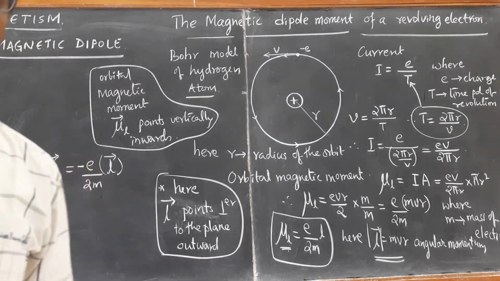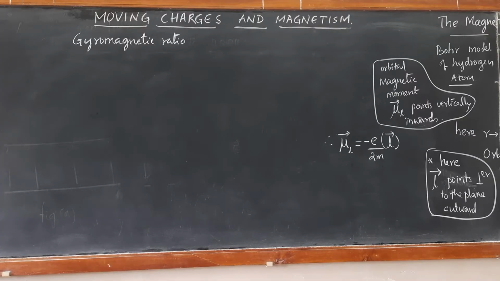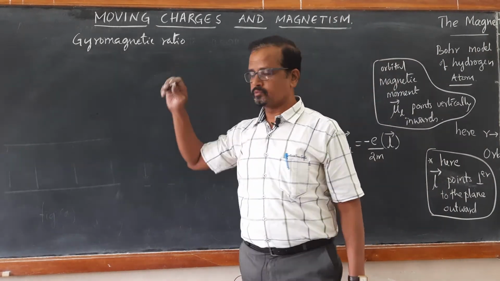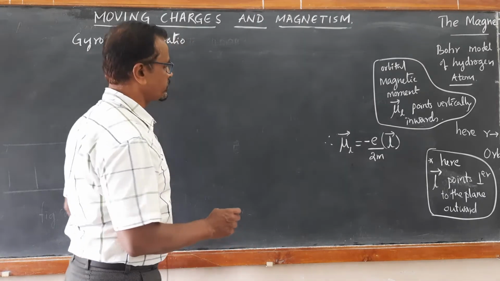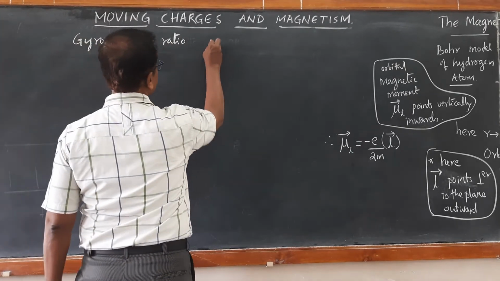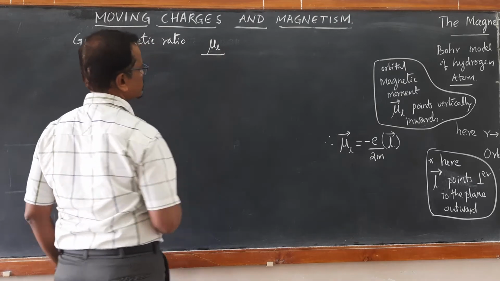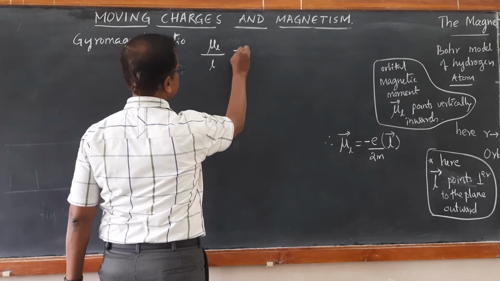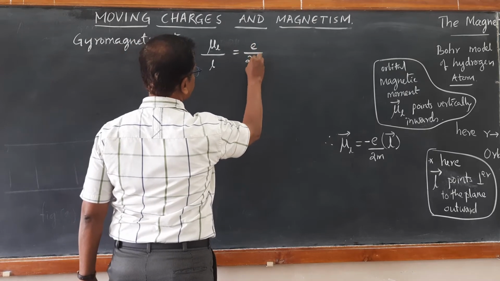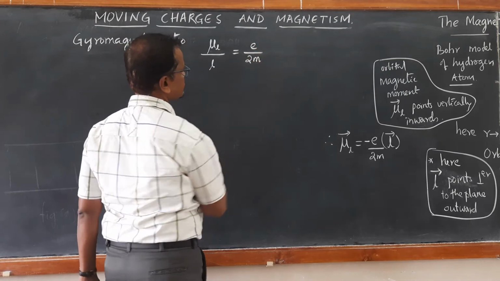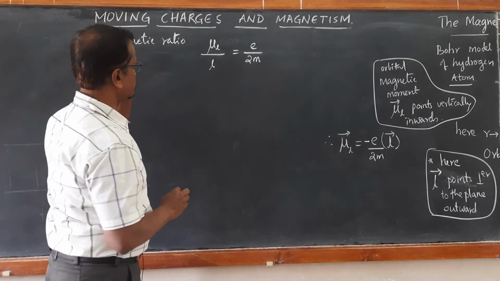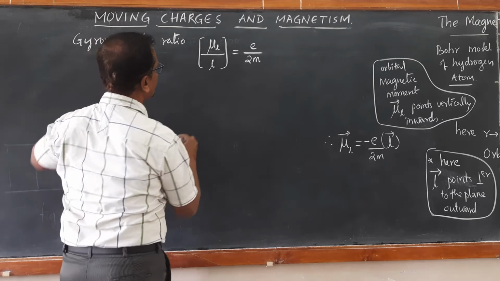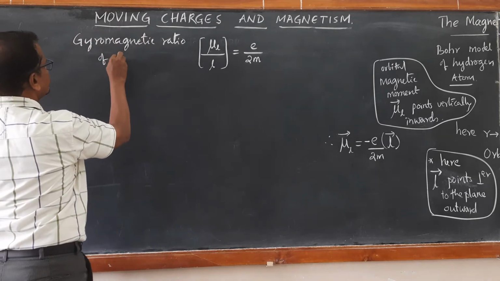Now, we apply Bohr's quantization condition. We define here one new quantity called the gyromagnetic ratio of the revolving electron, as the ratio of the orbital magnetic moment to the angular momentum. So this gives us e upon 2m, where m is the mass of the electron and e is the charge of the electron. This is called the gyromagnetic ratio of a revolving electron.